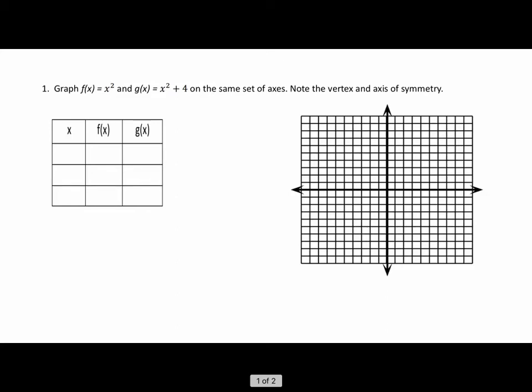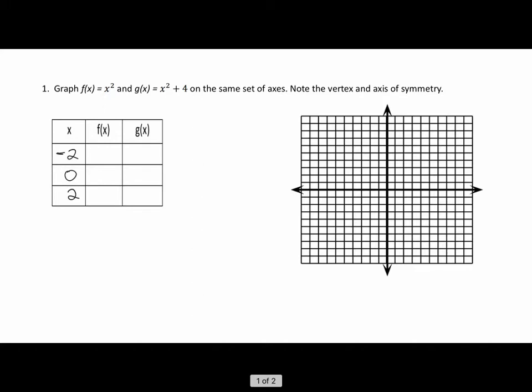On this example here, graph these two functions on the same set of axes. Note the vertex and axis of symmetry. So I'm going to just choose some x values first to insert into those, and I like to choose a negative number, 0, and a positive number.